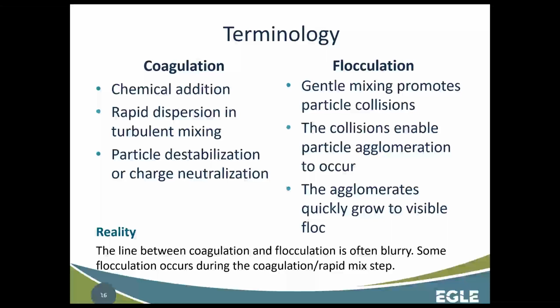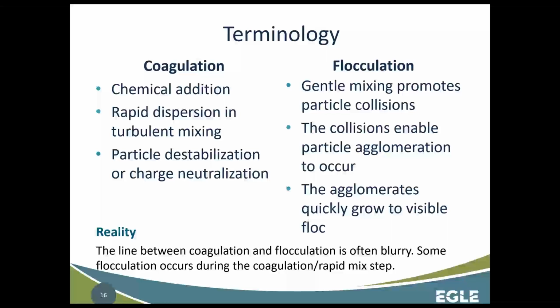On the flocculation side, we're going to pick it up right at the gentle mixing where we're just trying to get these neutralized particles to collide. Here comes that fancy word, agglomeration again. These collisions basically enable these particles to stick together and to form larger particles. This is what we would call our floc. And the larger particles quickly grow to being visible floc. And this is what I was discussing earlier. An operator who's familiar with the plant operation is going to be able to look at that floc and know if both the coagulation and flocculation steps are working properly.